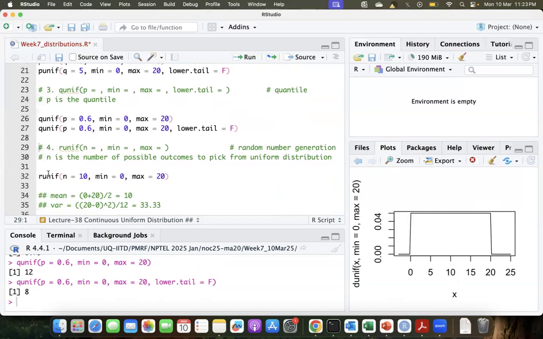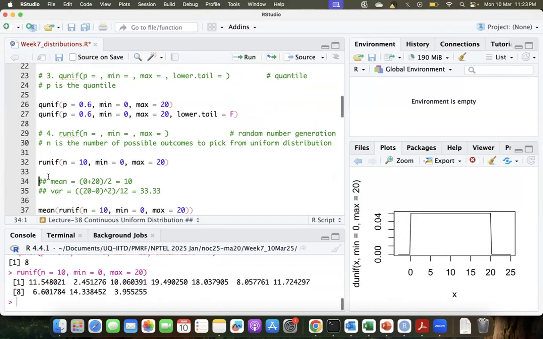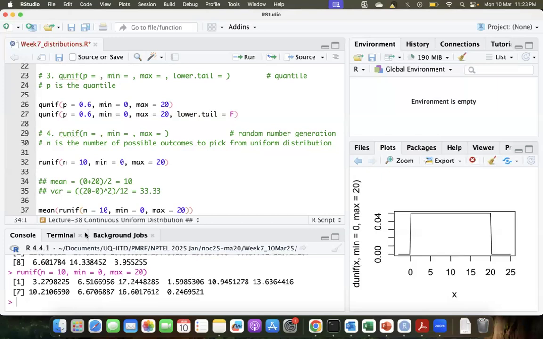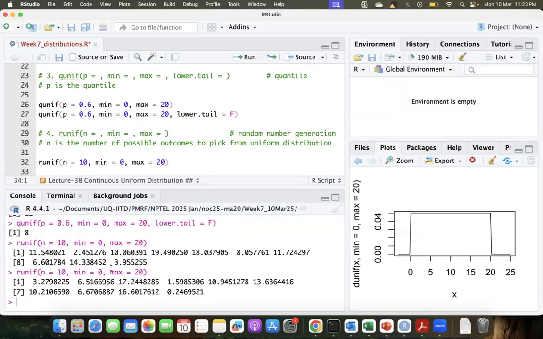RUnif, that's going to be used for random number generation. Again, the first value is how many numbers you want, and the next two values are min and max. So if you want 10 values, it's going to be that. As many times as you run the random number generator, you're going to get a different set of values. Never are you going to get the same set of values again.